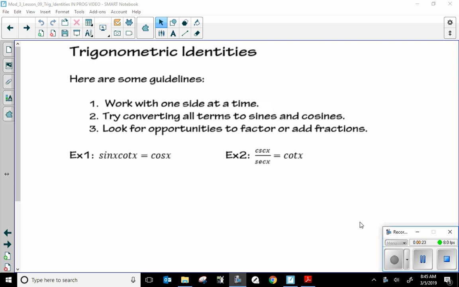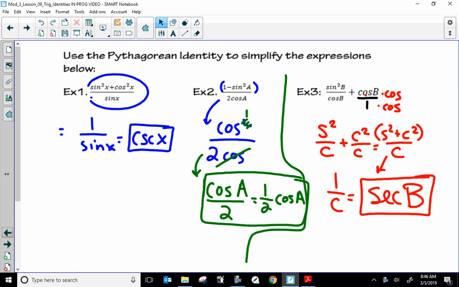Now, first off, this is where we left off here: trigonometric identities. Okay, here are some guidelines. But before we get into this, I would just like to point out we finished these problems using the Pythagorean identity.